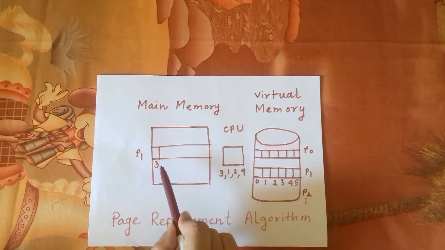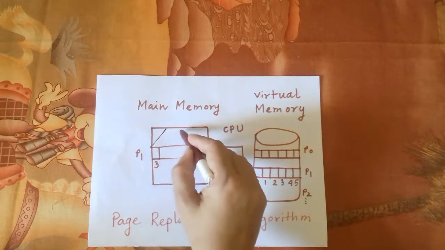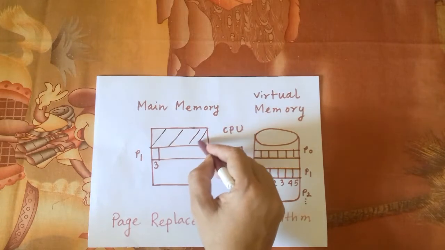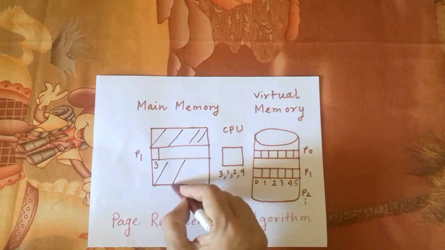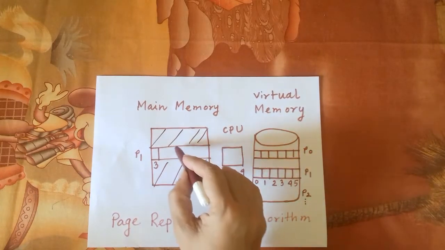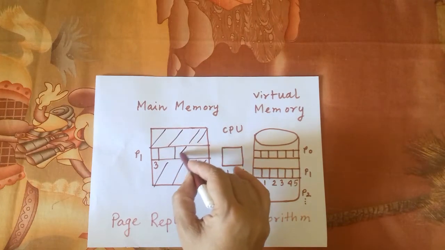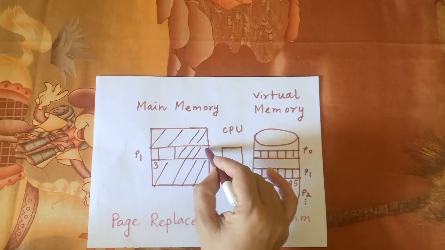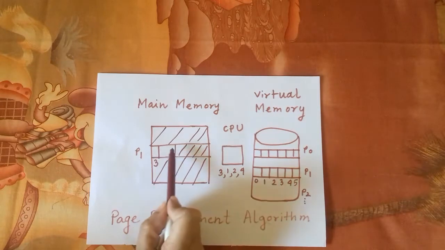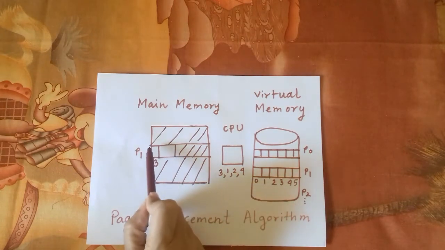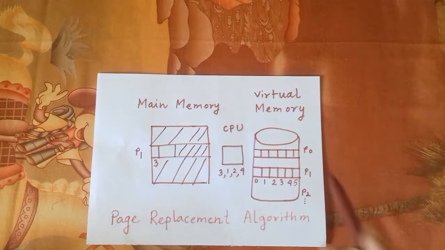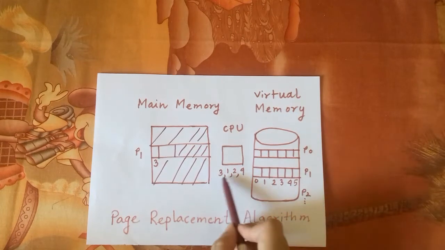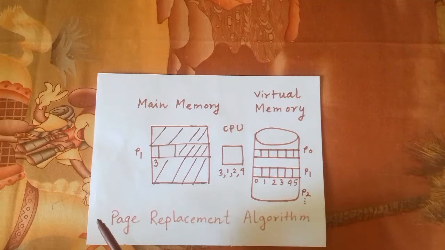Why is this needed? Because we can imagine, suppose this portion of main memory is already occupied. I have only this much free space. This portion also is occupied. So I have only this much portion available in main memory. Now, how do we know which page has to be taken from virtual memory to main memory?